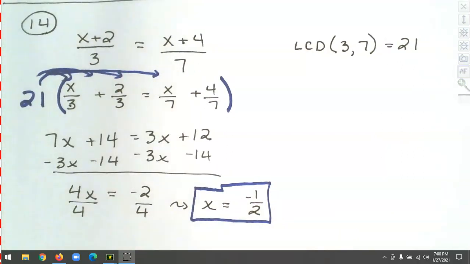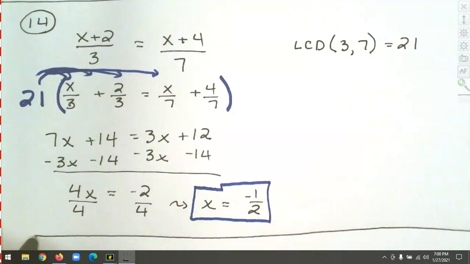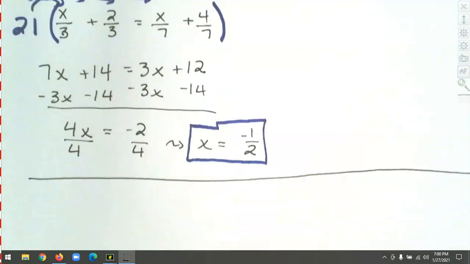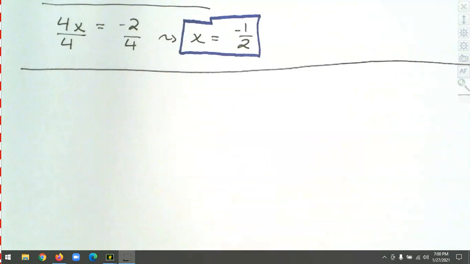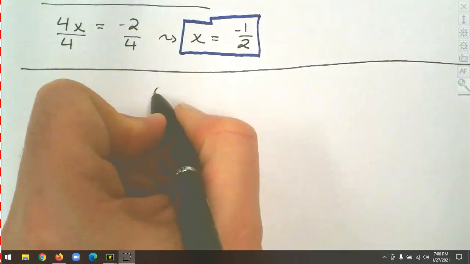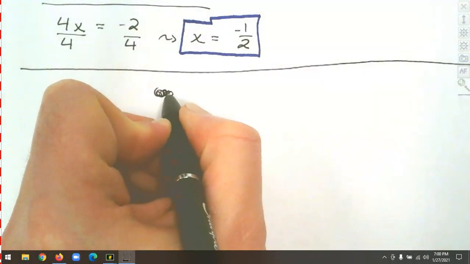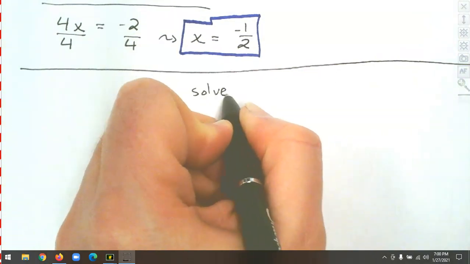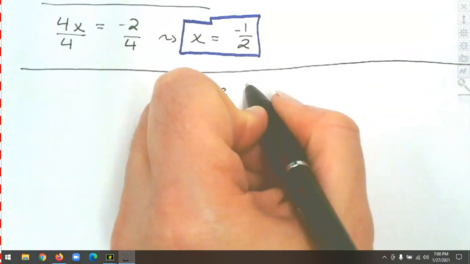How else could we solve this problem? We could also solve by using what's called cross multiplication. And in some cases, it's a little bit faster. So we're going to solve it again, but this time we're going to use cross multiplication.